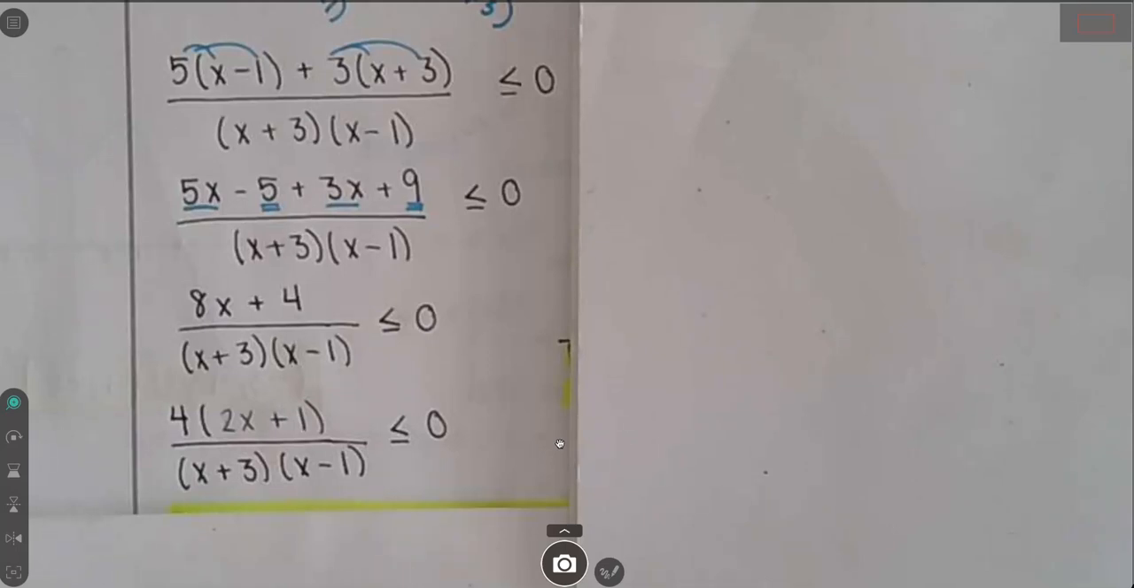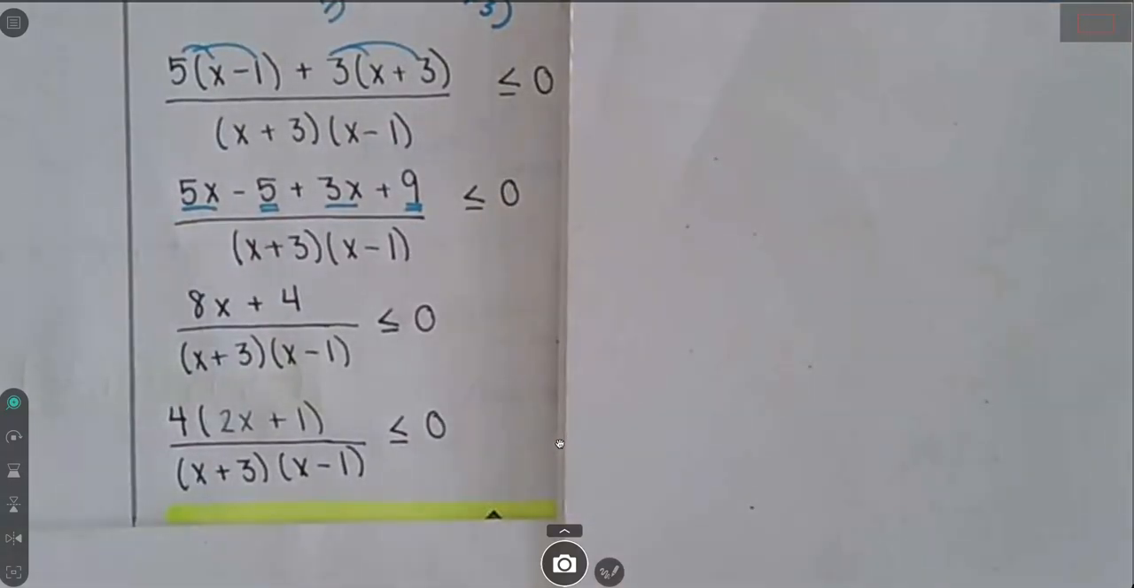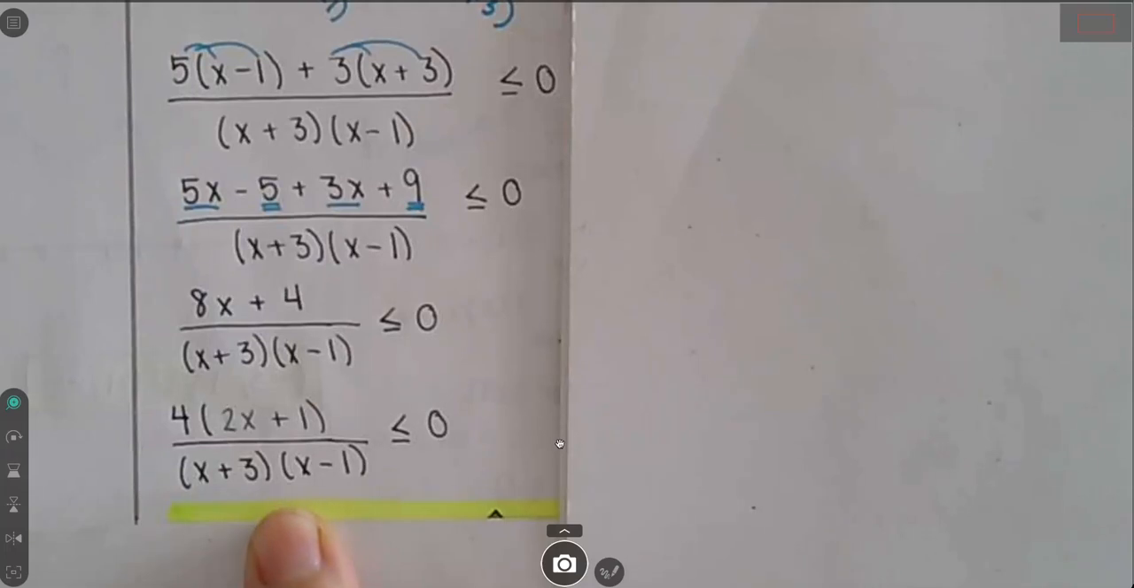Okay, so the question is, where is this less than or equal to 0? And we are expected to solve this without a calculator. What we're going to do is make something called a sign chart. A sign chart is a collection of all the points where this could change sign.